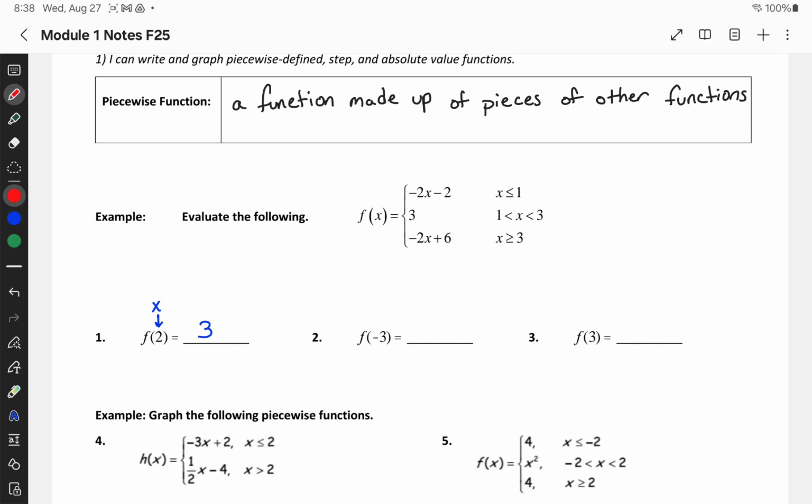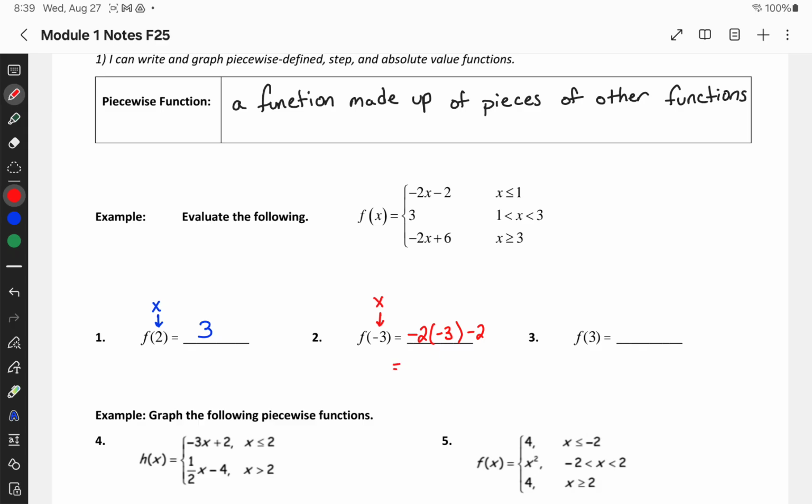Next, let's go ahead and evaluate it for f of negative 3. So again, we're trying to figure out where negative 3 fits as an x value first. I'm going to first check, does negative 3 make this first inequality true? Is negative 3 really less than or equal to 1? Which it is. So what I'm going to do is take negative 3 and plug it in for x into that first equation. So I'm going to say negative 2 multiplied by negative 3 minus 2. And then I'm going to evaluate that.